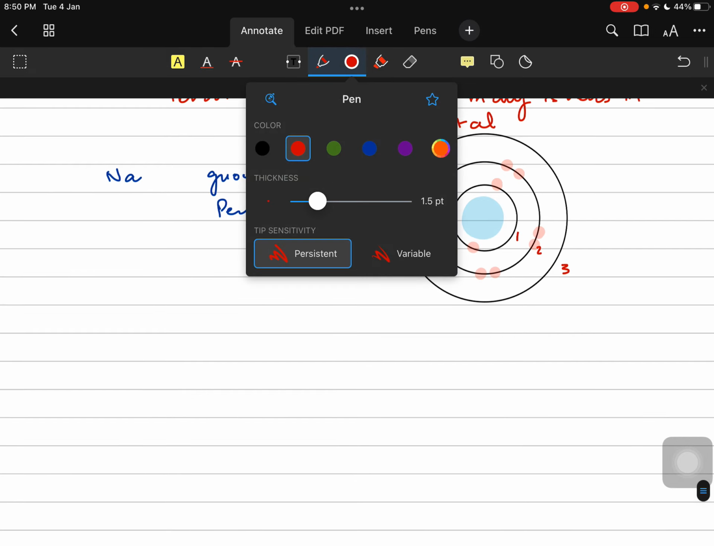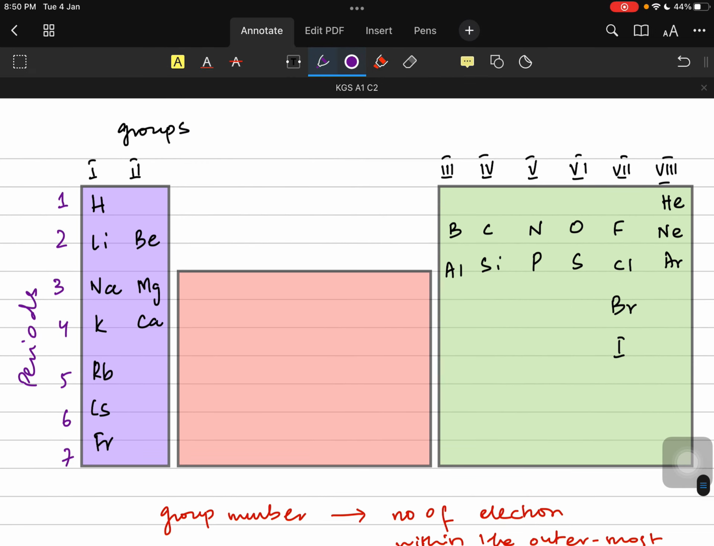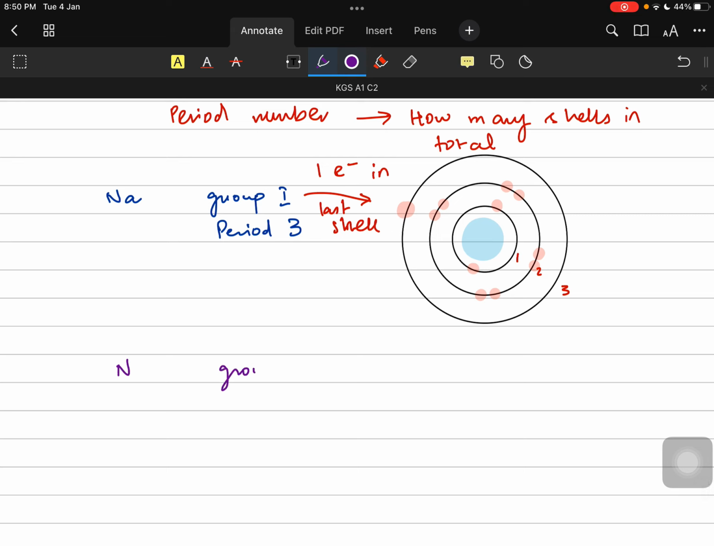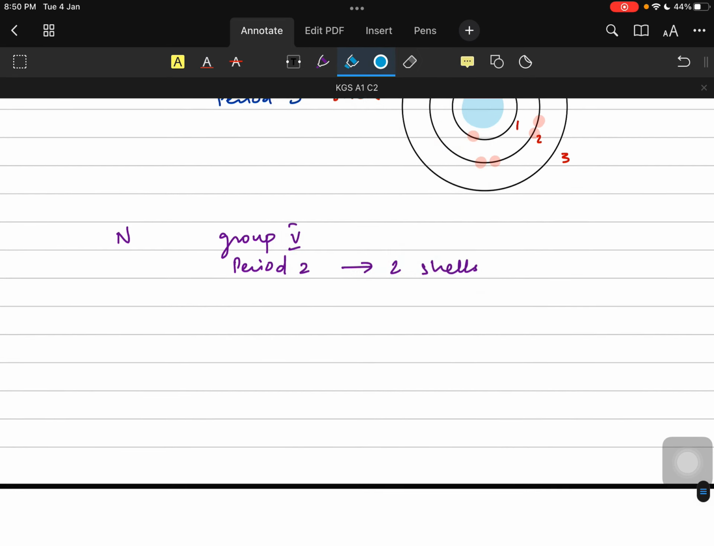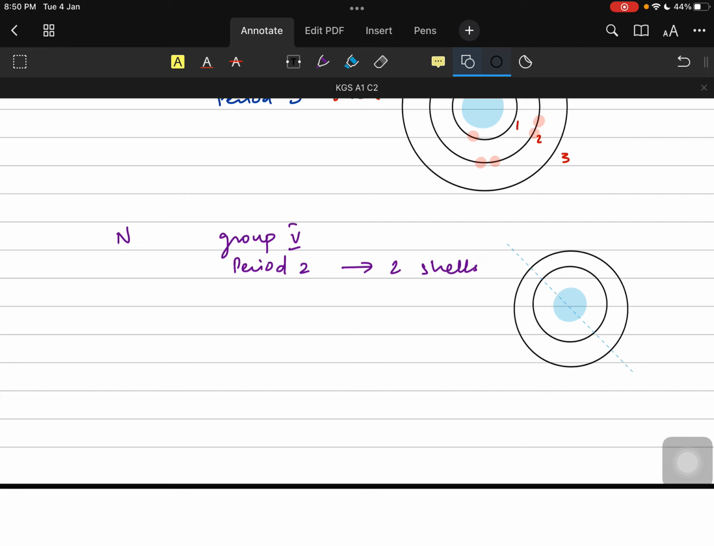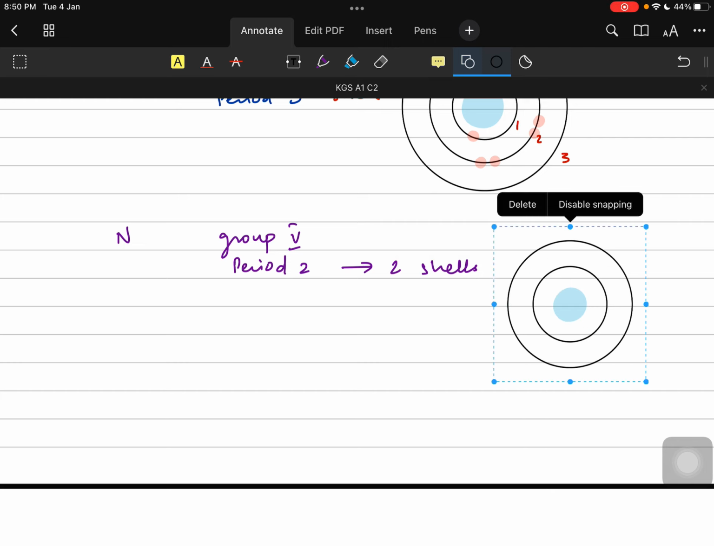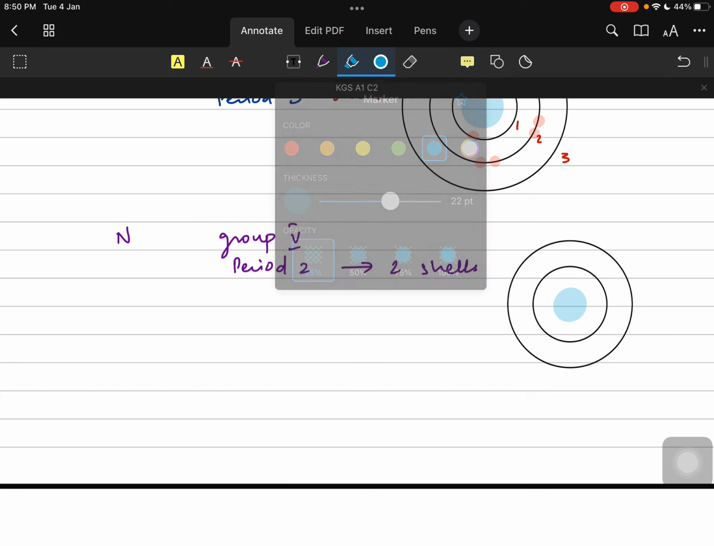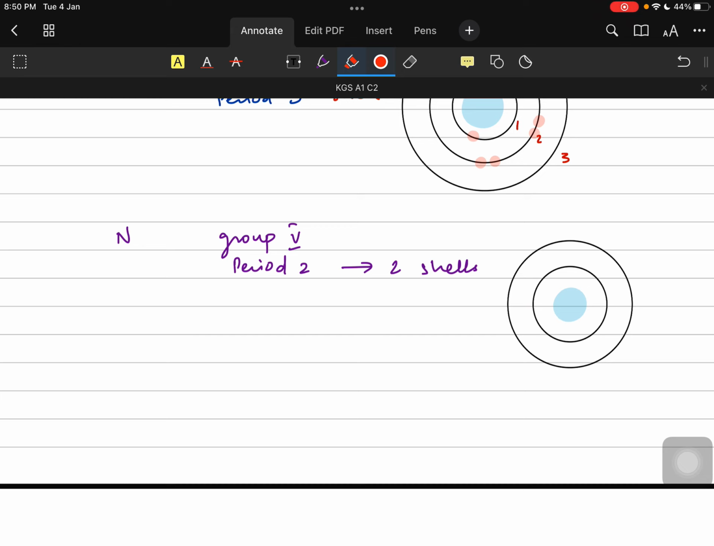Let's go for some other element. Let's go for phosphorus. No, for example, nitrogen. Nitrogen is in group 5 and it's in period number 2. So period 2 means 2 shells. Nitrogen should have its nucleus like this, and then it should have 2 shells. So it has shell number 1, which is over here, and then it has the second shell, which comes after the first shell. Nitrogen has 5 electrons in the last shell.